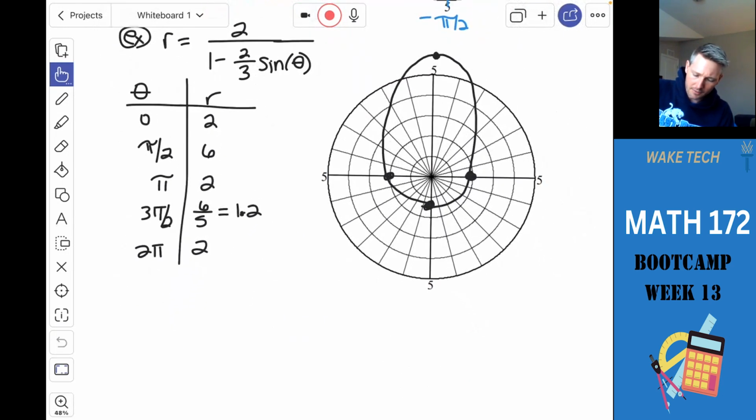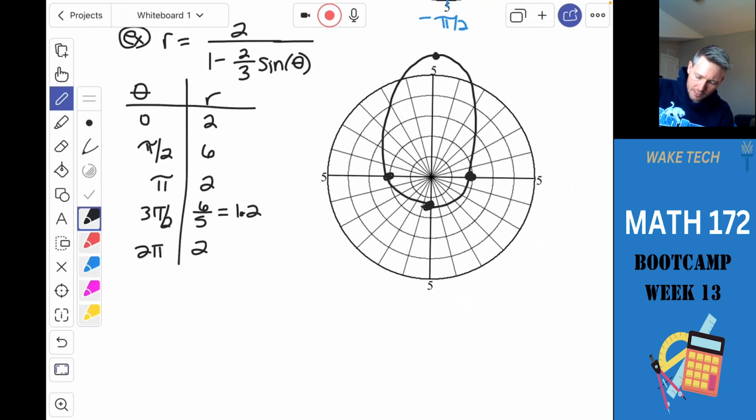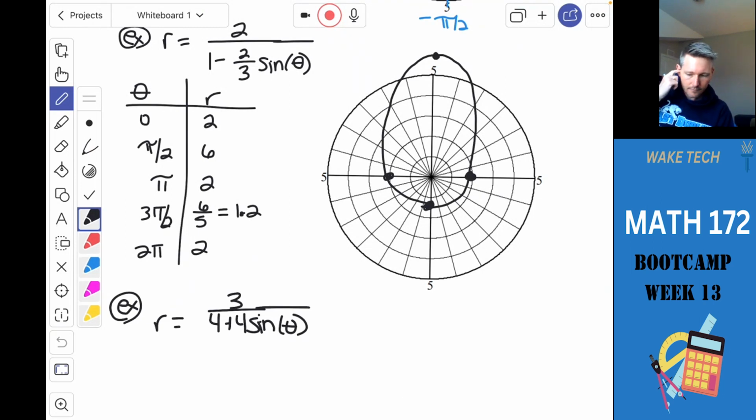I'll leave that there and write the next equation we'll graph, and this will be our last one just so we can take some time for your questions. Try to save about 30 minutes for that. So r equals 3 over 4 plus 4 sine theta. So there's that one.